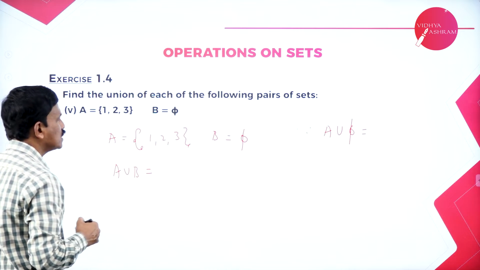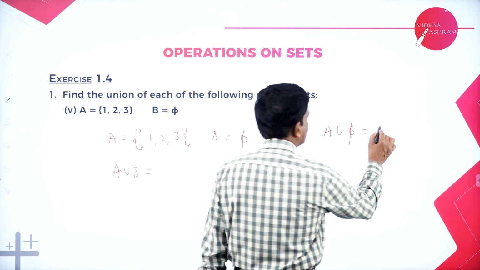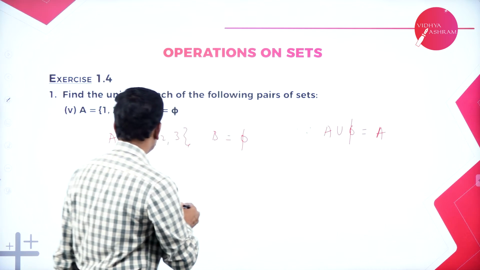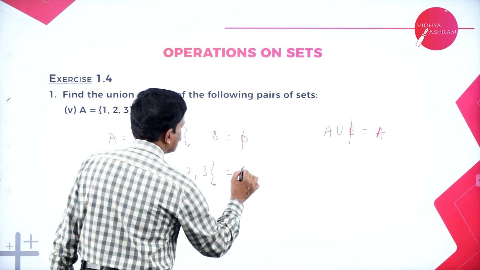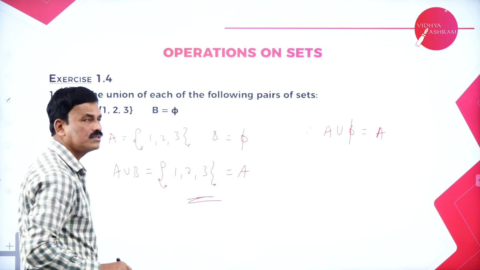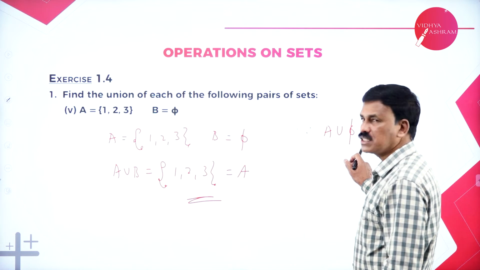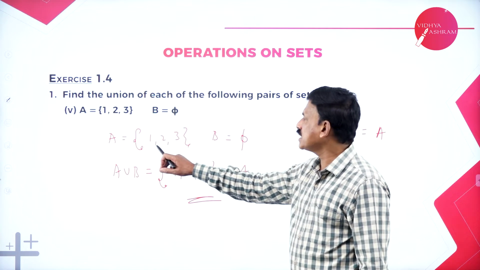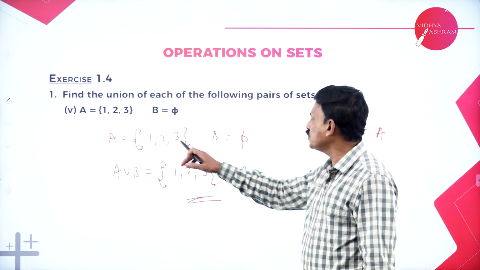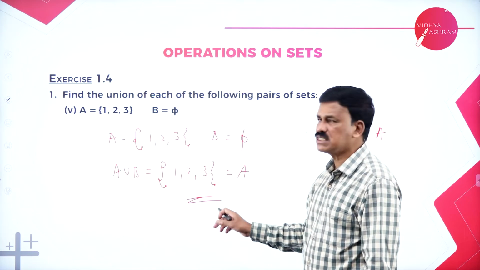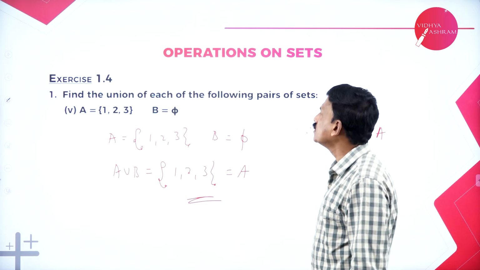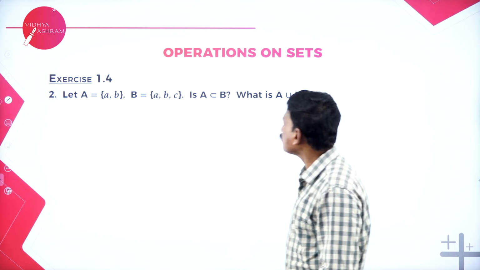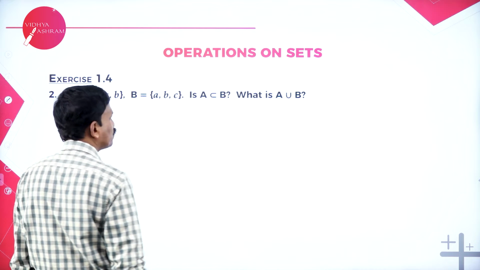A union null set is always equal to the same set itself. So, this is equal to {1, 2, 3}, the same set. That's all. A union null set is equal to the same set. Since A contains 1, 2, 3 and B contains the null set, the union of these two is nothing but the same set itself, A, {1, 2, 3}. Okay. Now, let us come to the next set of problems.